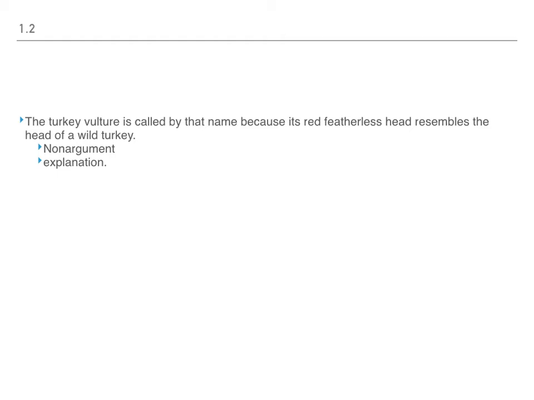So you may say, look, isn't this giving me some reason to believe that it's true that the turkey vulture is called that name because of the way that its head looks? So it looks like you're presenting evidence. But that's actually not what's going on here, because it's commonly assumed that turkey vultures are named because of their resemblance to turkeys, and so this is supposed to be something that is common knowledge.